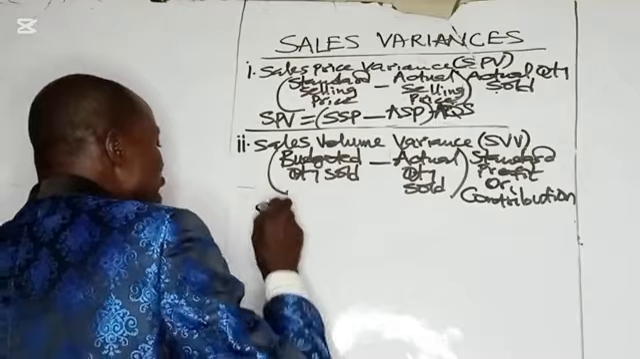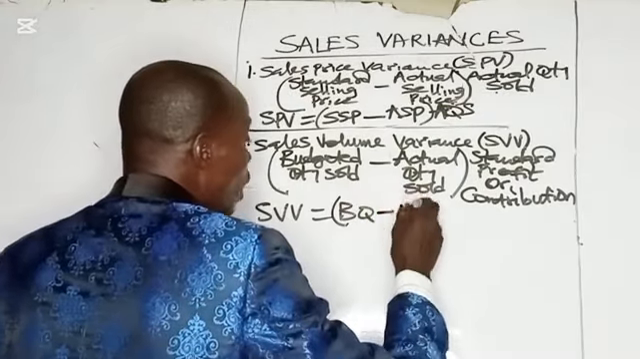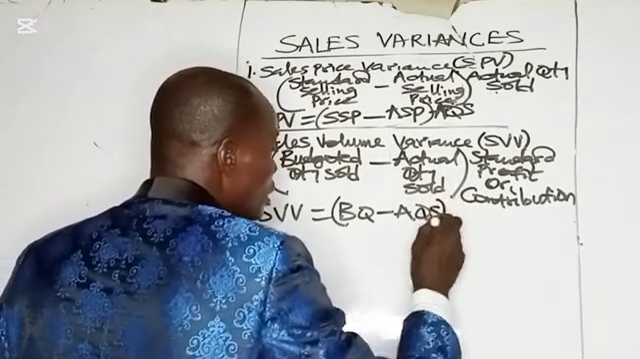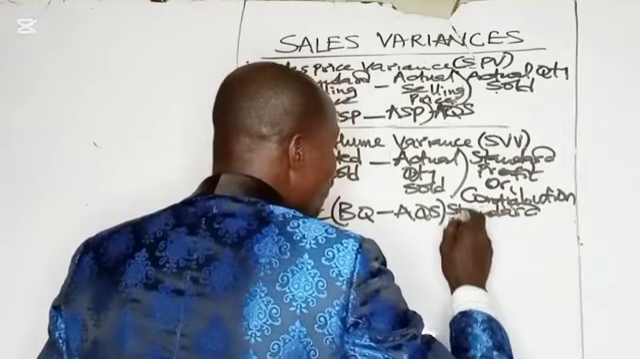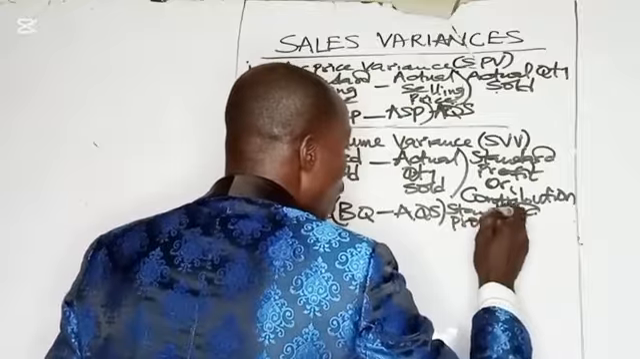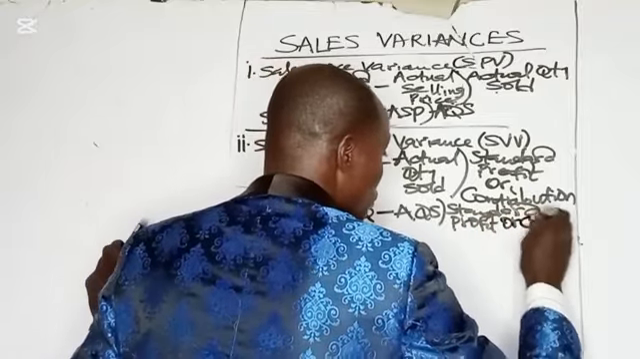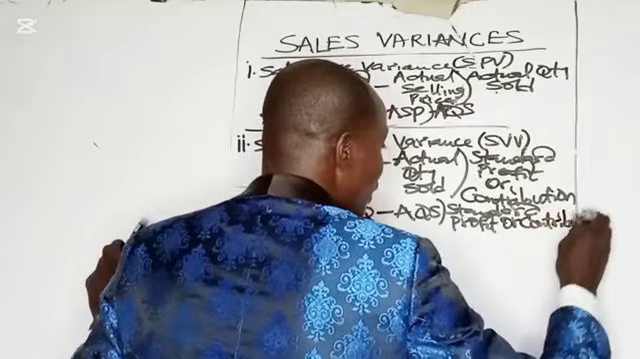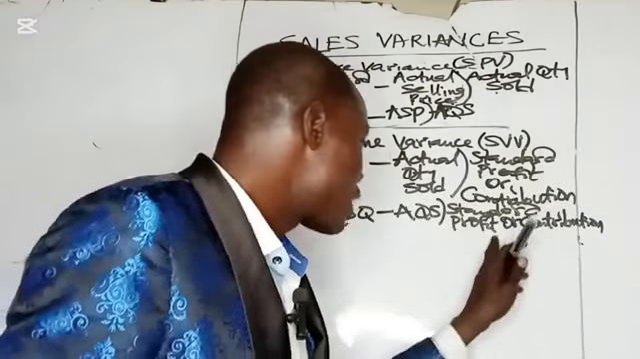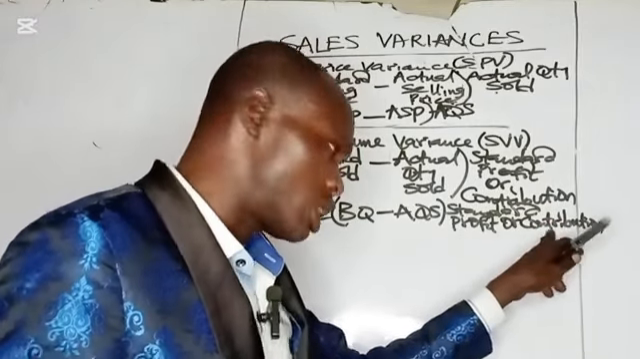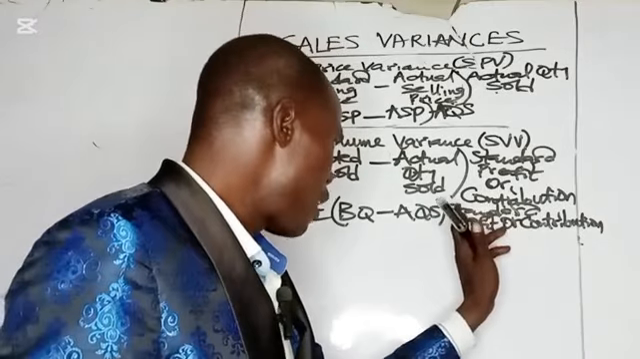Therefore, sales volume variance is budgeted quantity minus actual quantity sold, multiplied by standard profit or standard contribution. Please take note of that. I've told you, if the school of thought is marginal costing, you use contribution. If it is absorption costing, you use profit.